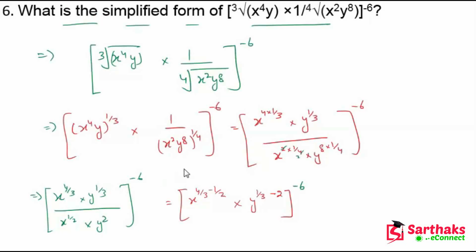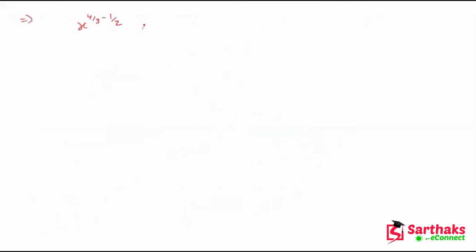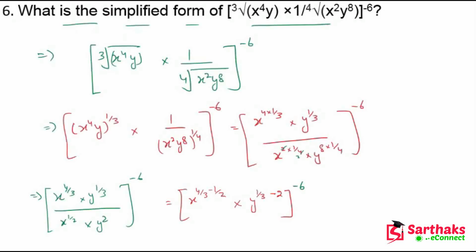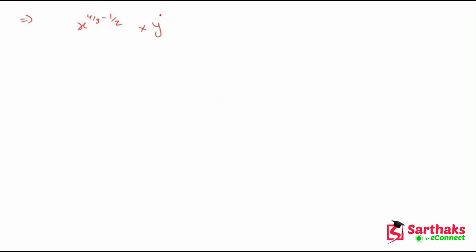So here we have x raised to power 4 upon 3 minus 1 upon 2, into y raised to power 1 upon 3 minus 2. What is 1 upon 3 minus 2? And it has whole raised to power minus 6. I hope you get this point.